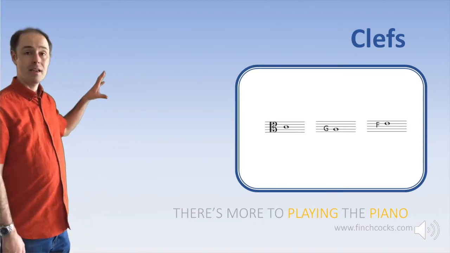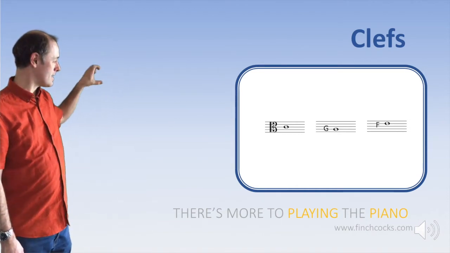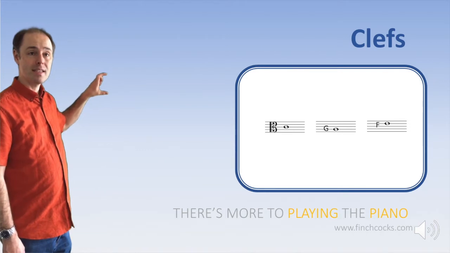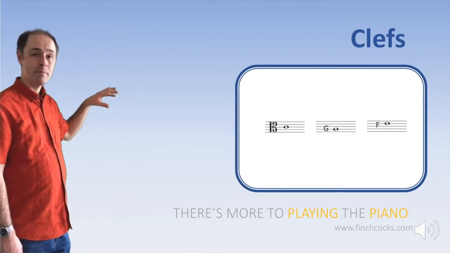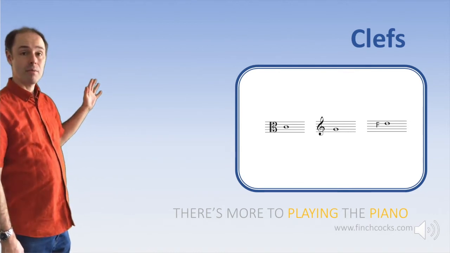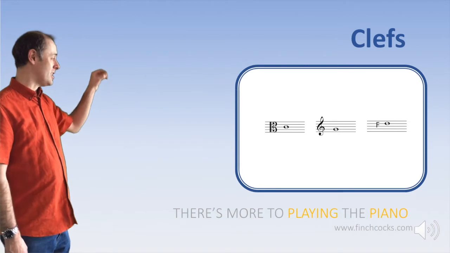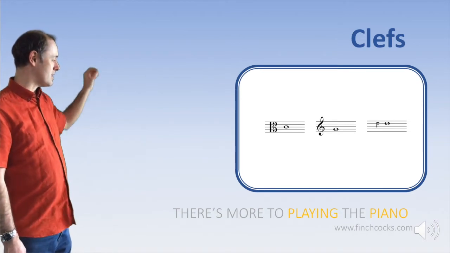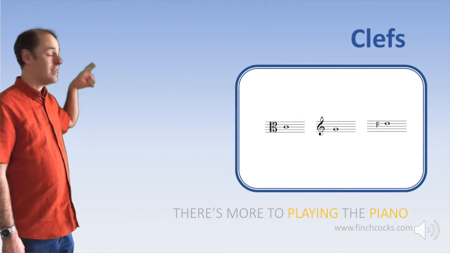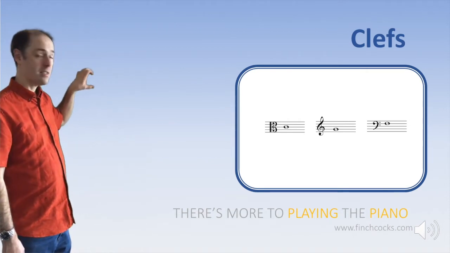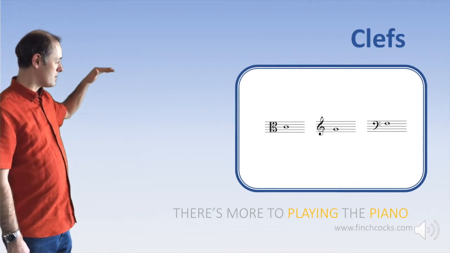This symbol here tells you the position of C. The line that bisects this symbol is C, because this symbol is actually a very ornate letter C. Similarly, this symbol here that you've seen before is actually a letter G, and over the years it's developed into the symbol we know now, and all it means is that this note is G. And this symbol here doesn't look much like an F, but the line that goes between the two dots is F.